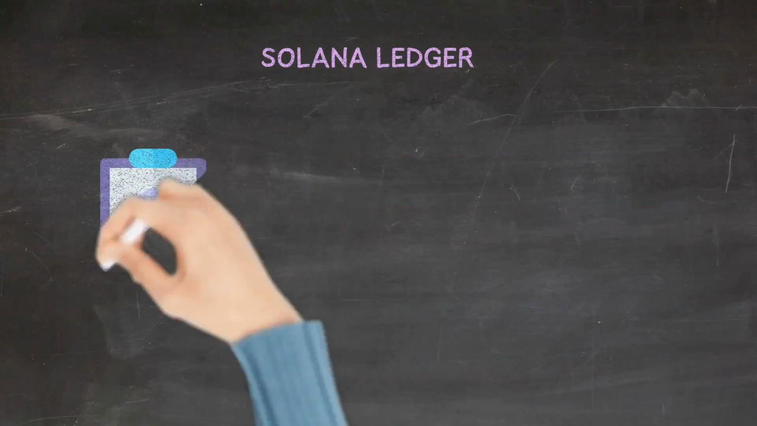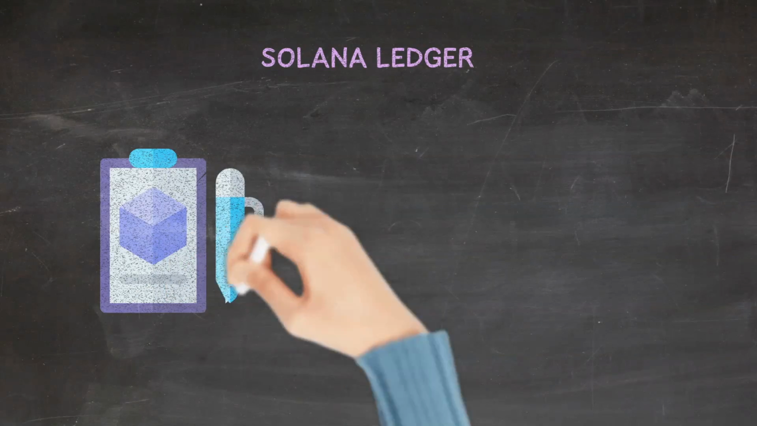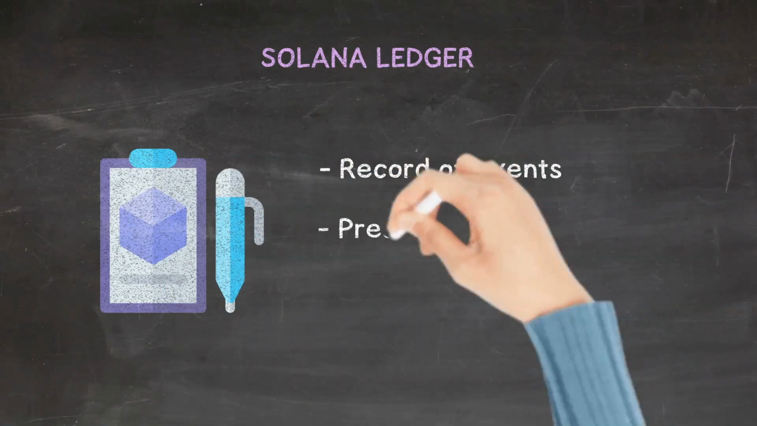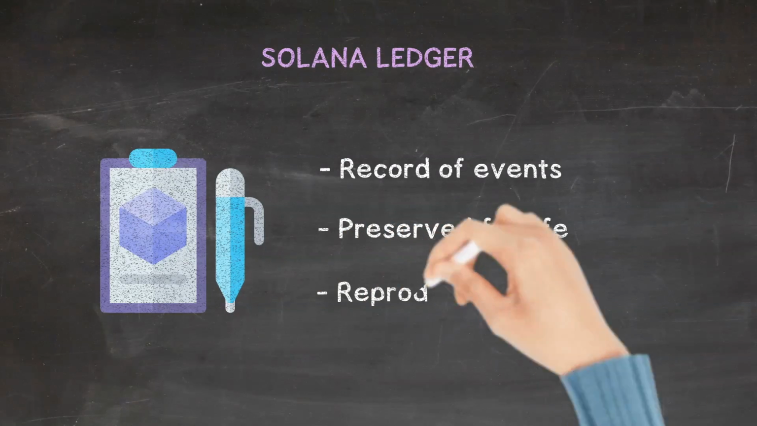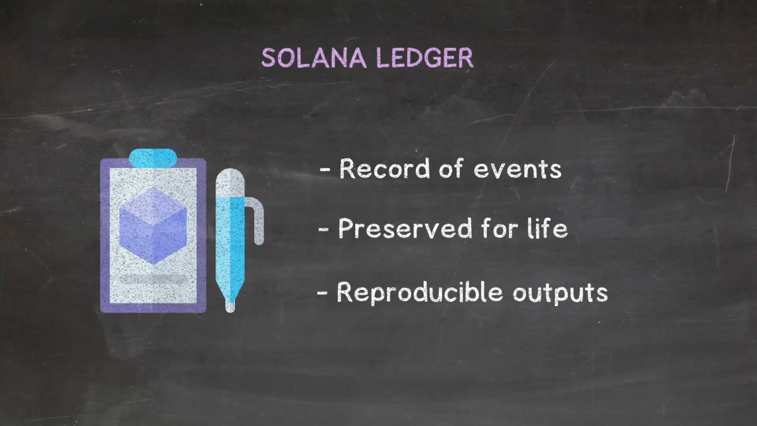During any of these processes, the cluster produces a record of events called the ledger, which will be preserved for the lifetime of the cluster. As long as a node has a copy of the ledger, the output of its programs are reproducible, regardless of when or who deployed them.